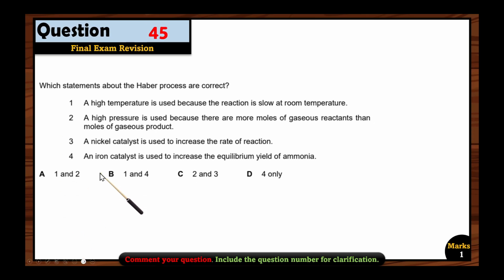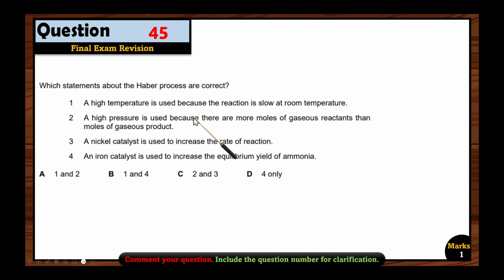Question 45. Which statements about the Haber process are correct? We have two processes, the Haber process and the contact process. The Haber process is the production of ammonia. So let's see. A high temperature is used because the reaction is slow at room temperature. Yes, we use high temperature for the Haber process because it uses 450 degrees Celsius. The increase in temperature is just to increase the speed of the reaction.